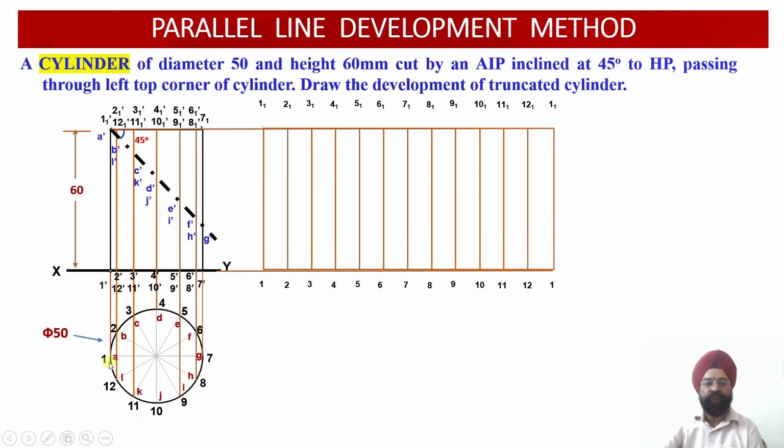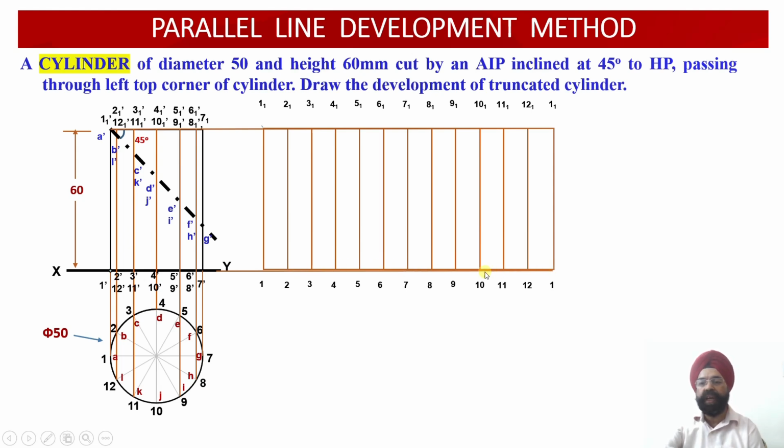So on the locus of 1, A will lie. On the vertical locus of 2, B will lie. On the vertical locus of 3 and 3-1, C will lie. On the vertical locus of 4 and 4-1, D will lie. Similarly, E, F, G, H, I, J, K, L, they will be lying on the corresponding locus line of the numeral value over here.